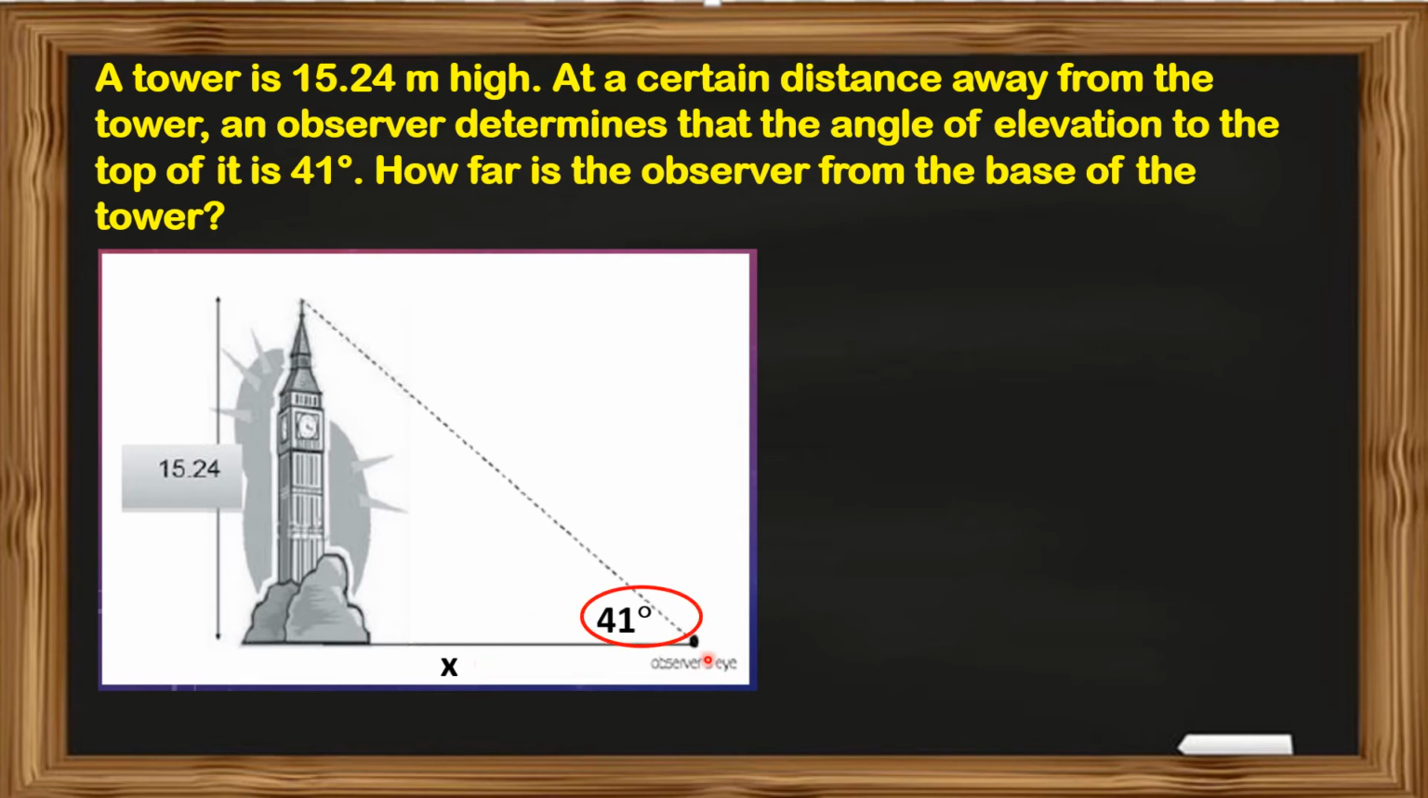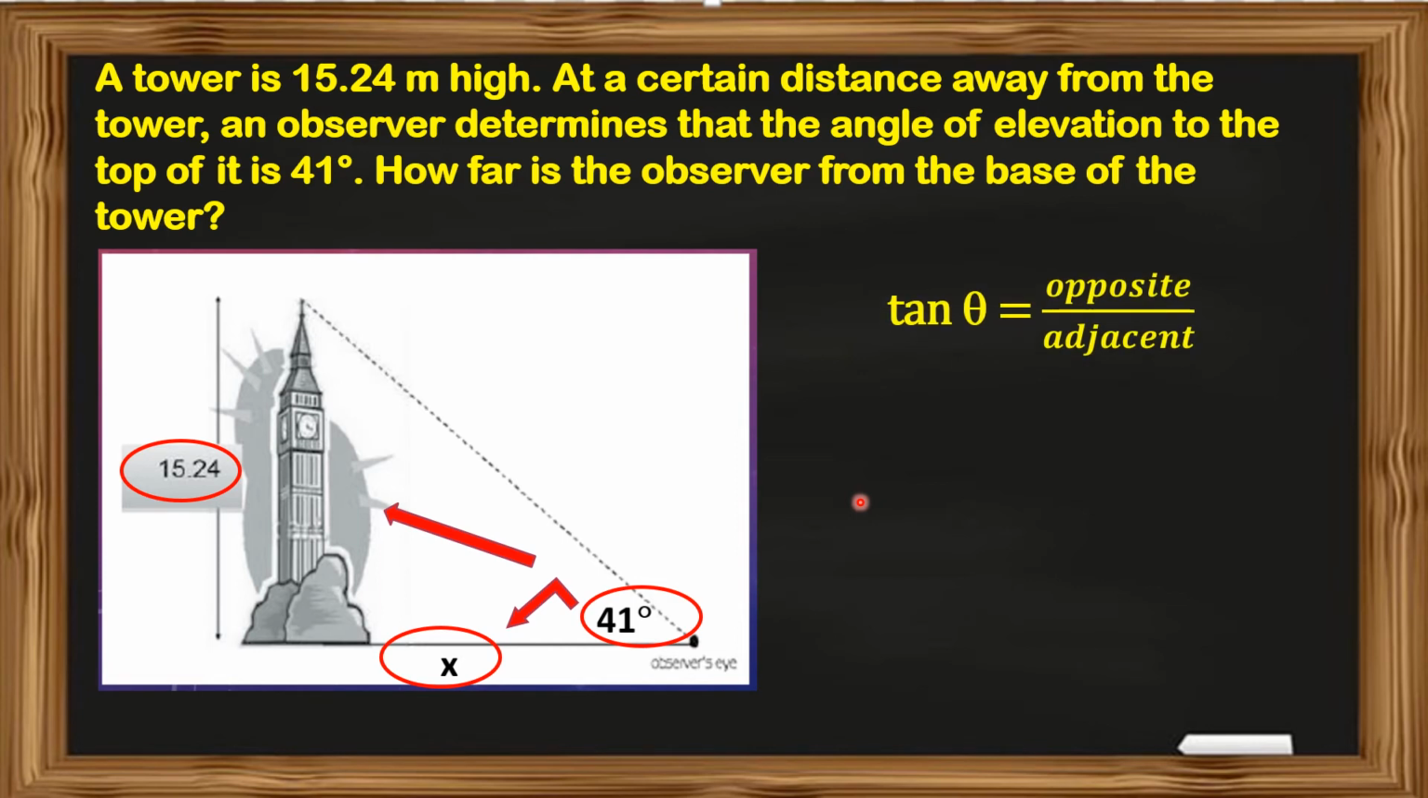Now, if this is our reference angle, this is our theta. This would be the adjacent side, and that would be the opposite side. So if we have an opposite side and adjacent side, then the trigonometric ratio that should be used is the tangent ratio. So we have tangent theta is equal to opposite side over adjacent side.